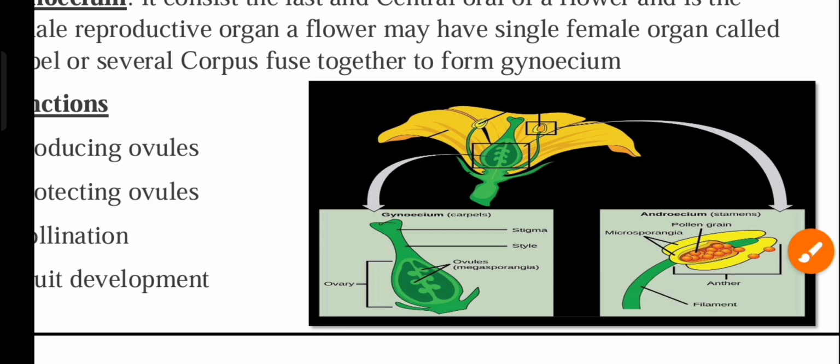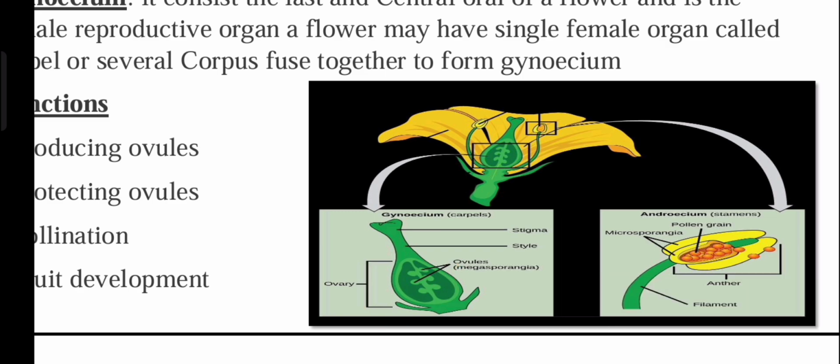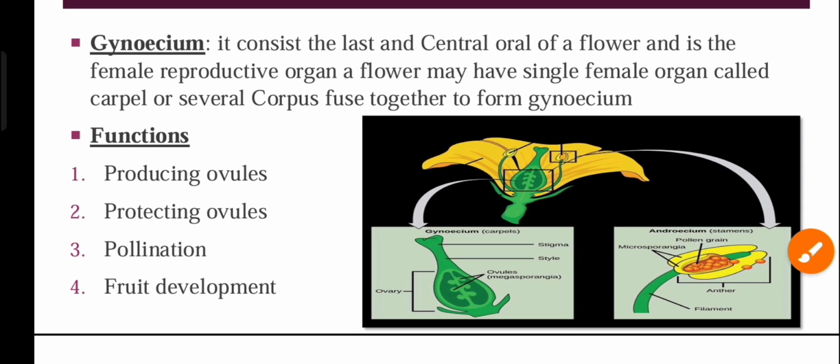Inside it there is the ovary. Inside the ovary we can notice ovules. It's all about the gynoecium. The gynoecium is the fourth whorl, or the central whorl of the flower, and it is the female reproductive organ of the flower. It consists of a single female organ, or sometimes several carpels fused to form the gynoecium.